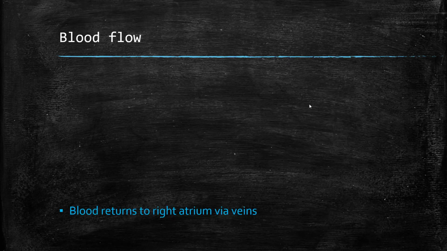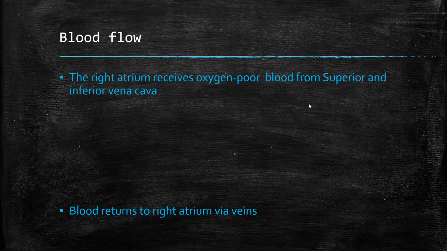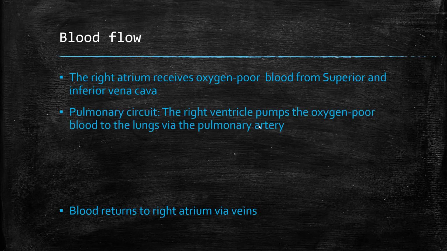All right, let's talk about blood flow. We've kind of talked about this already. I'm going to do it again. The right atrium receives oxygen-poor blood from the superior and inferior vena cava. Okay? Then the pulmonary circuit takes place. The right ventricle pumps the oxygen-poor blood to the lungs via the pulmonary artery.